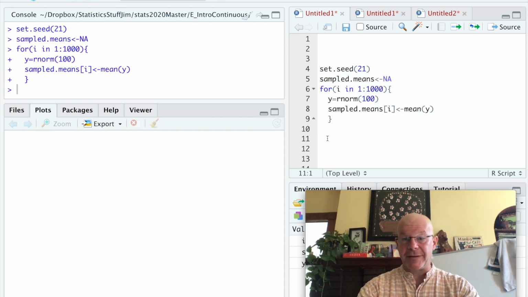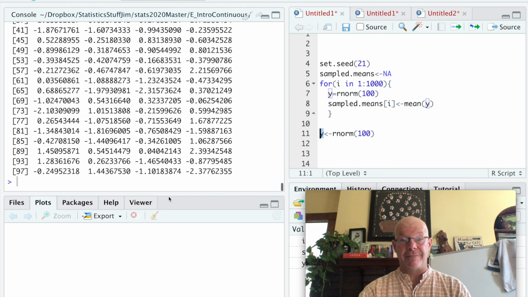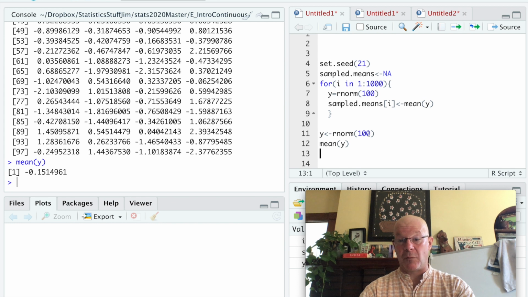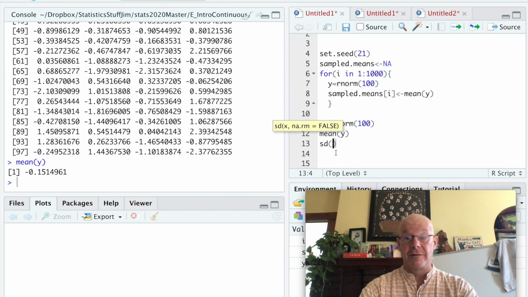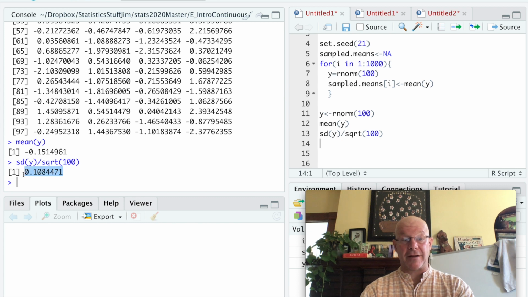And then I'll finish by taking one more sample, because this will be our test case sample, where I'm going to take 100 samples. So here's one sample from that population. Here are all the values. And from there, I can calculate the mean. Okay, so there's the mean of that one sample. And I can calculate the standard error. The standard error is going to be the standard deviation of y divided by the square root of 100, because that was my sample size. And that is the standard error, okay?